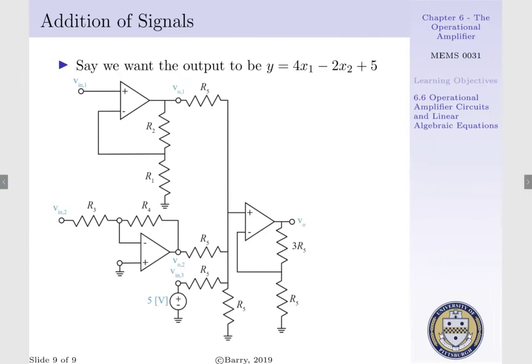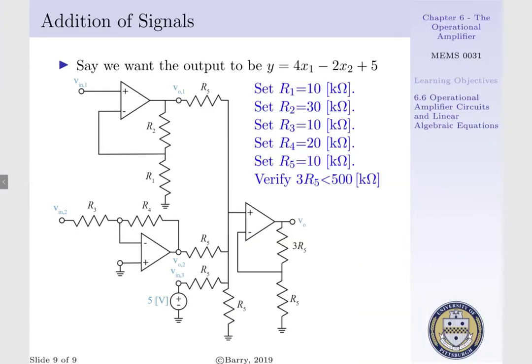So bringing this all together, if we wanted our output to be 4x1 minus 2x2 plus 5, our first input would be that of our non-inverting operational amplifier, where we had V in 1 and V out 1. We would set R2 to be a value of 30 kiloohms and R1 to be a value of 10 kiloohms, such that V out 1, i.e. our input into our summing operational amplifier, is 4 times V in 1.